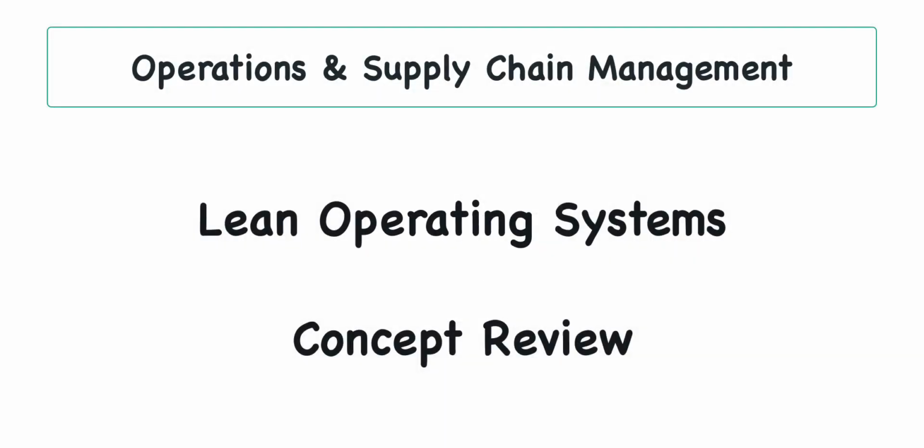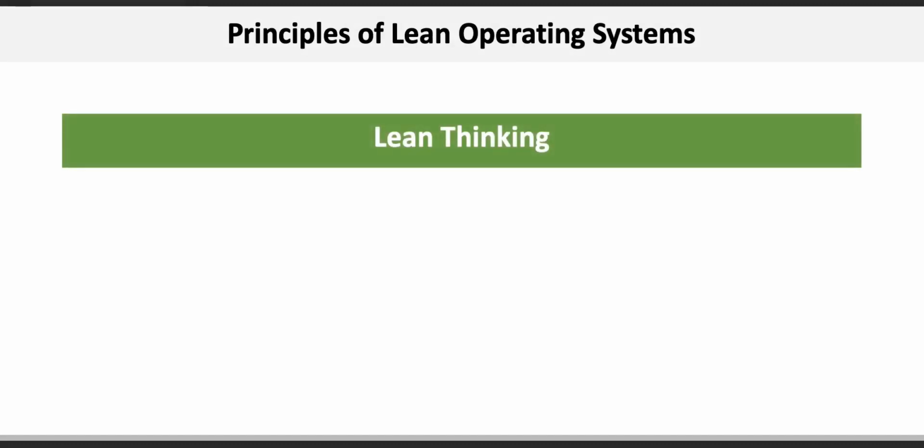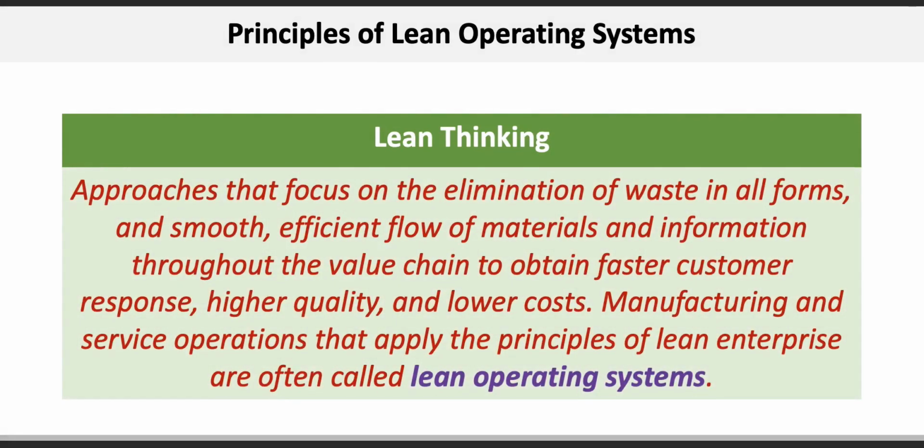This video will provide an overview of key concepts included in Chapter 18, Lean Operating Systems. Lean thinking is playing a large role in making supply chains more efficient and sustainable and helps drive a culture of waste elimination.